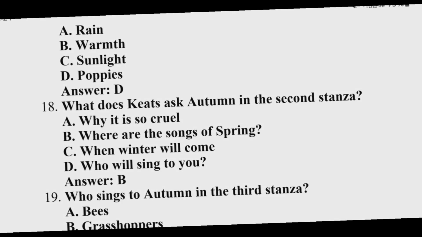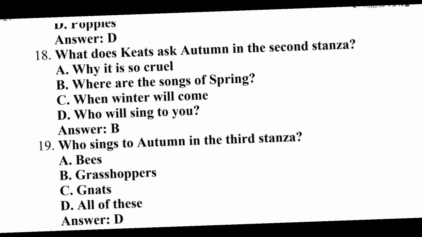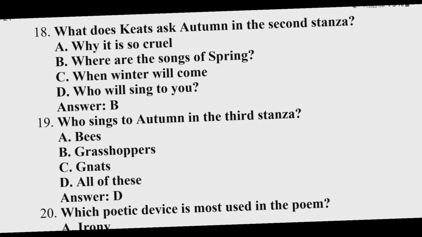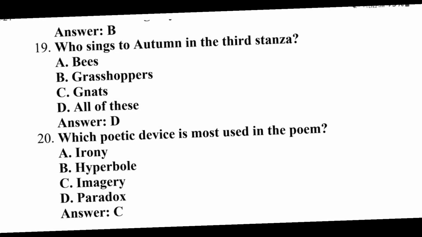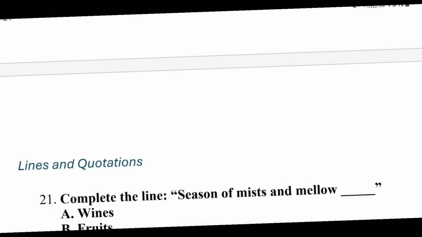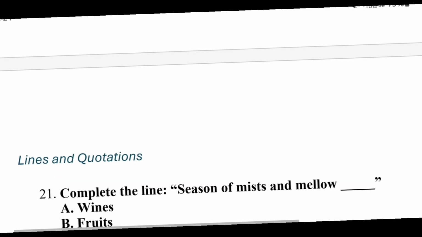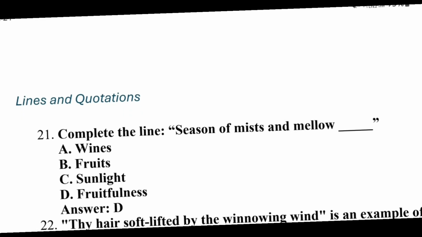Who sings to autumn in the third stanza? All of these: bees, grasshoppers and gnats all sang to autumn in the third stanza. Which poetic device is most used in this poem? The imagery. Now some lines and quotations from this poem. Complete the line: Season of mists and mellow fruitfulness.